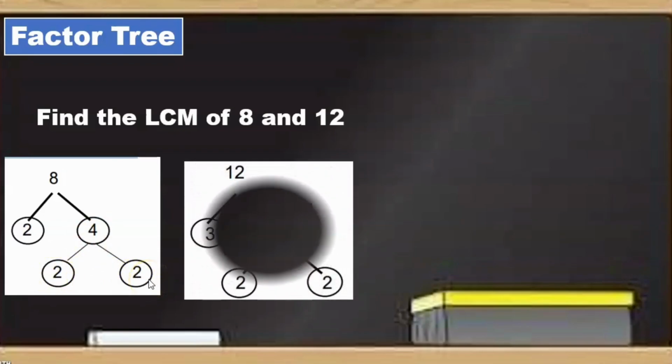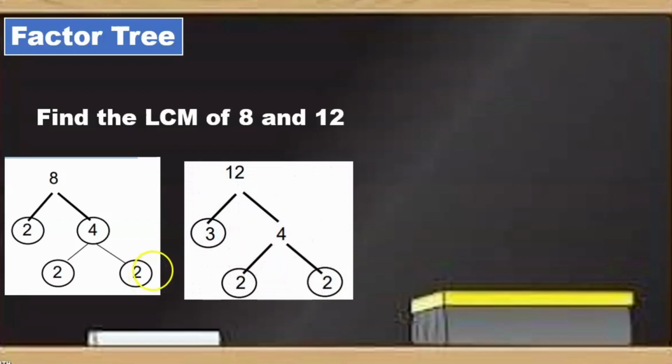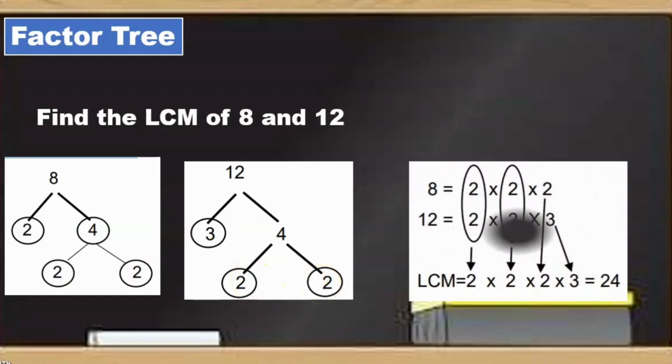And then next, let us also break down the factors of 12. We have here 3 and 4. That is 12. And then pwede pa rin natin i-break down yung 4. The factors are 2 and 2. Next, sinulat na natin yung mga factors nila. We have here 2, 2, 2 for 8. And then for 12, we have 3, 2, and 2.